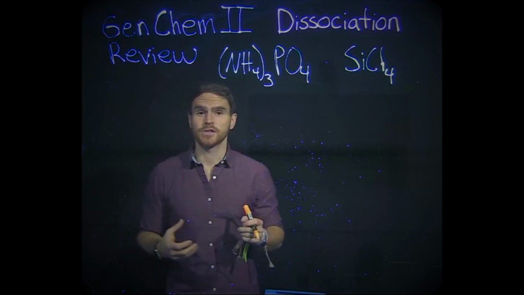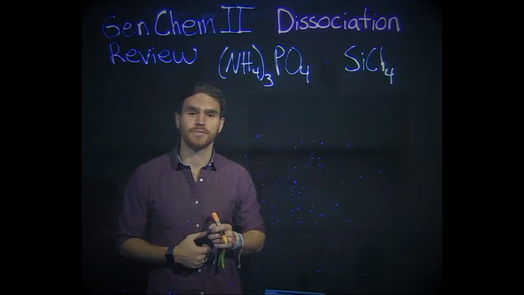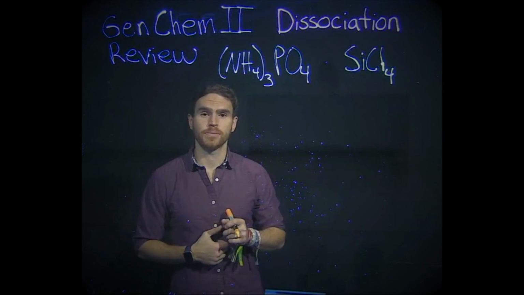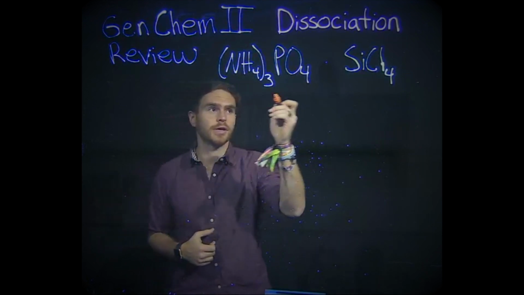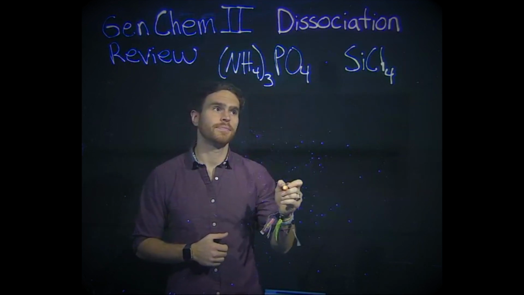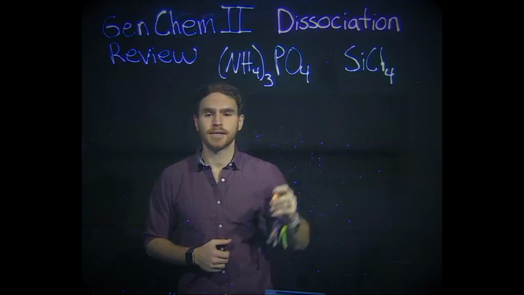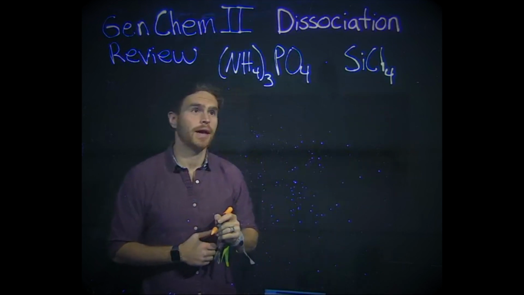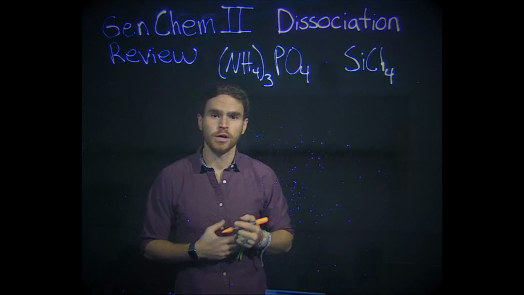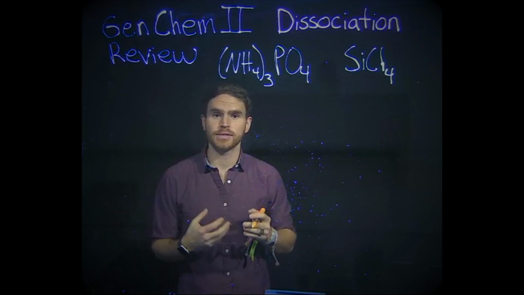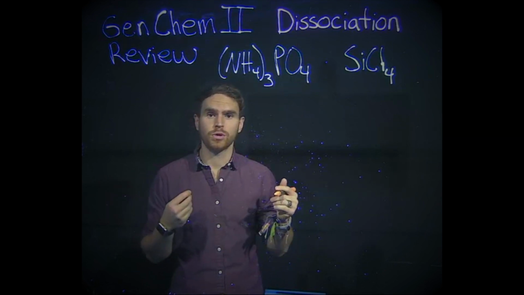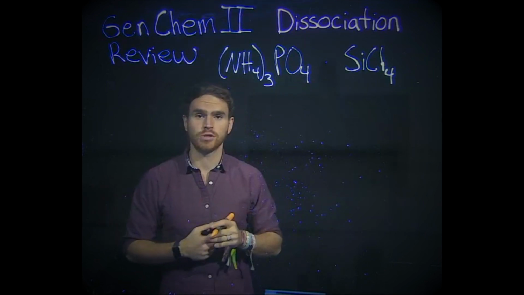Dissociation, or disassociation, is another important concept from General Chemistry 1, which will be useful moving forward in General Chemistry 2. Take a look at these two molecules. We have ammonium phosphate and silicon tetrachloride. Now, if you took these two molecules and dissolved them in water, which one would separate into ionic components, and which one would remain associated?